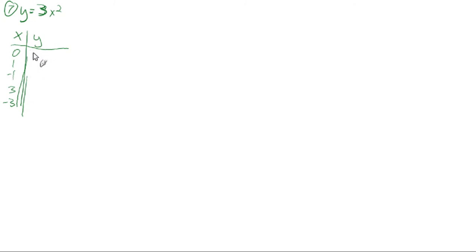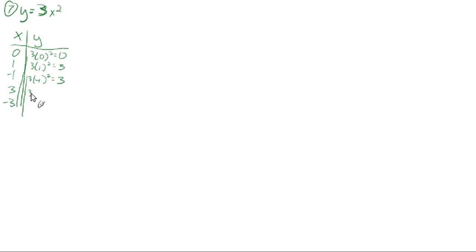So put in 0 here. You do 3 times 0 squared. That's 0. You put in a 1 there. You do 3 times 1 squared. That'll be 1 times 3. That's 3. Put in a -1. That's 3 times -1 squared. -1 times -1 is +1 times 3. Again, is 3. We're starting to see that symmetry again that a parabola will have.